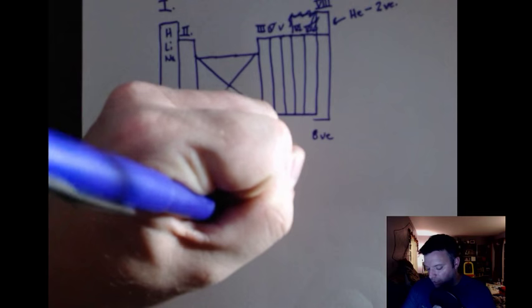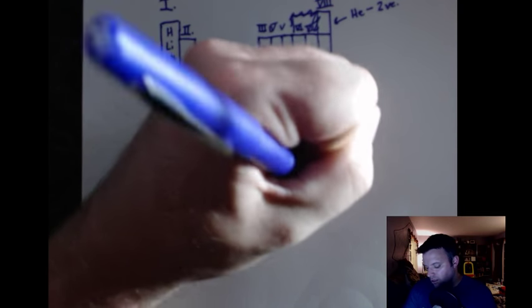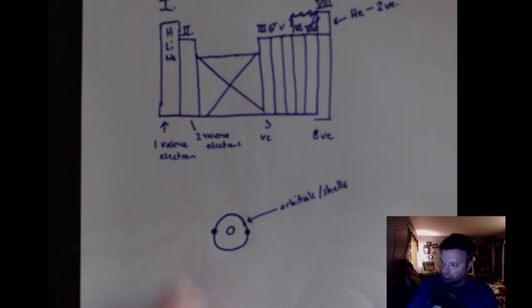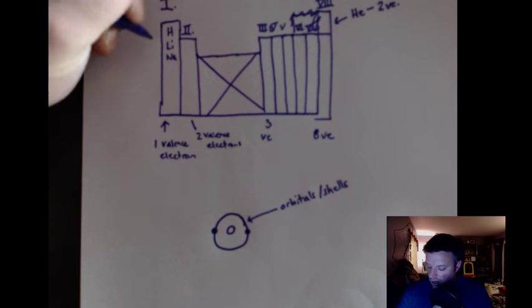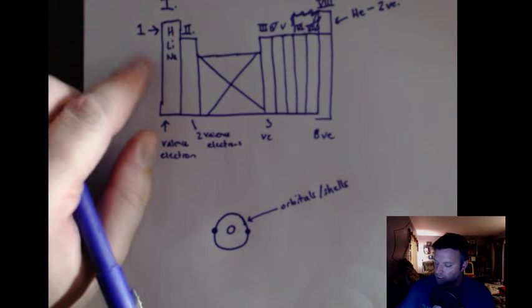And sometimes, by the way, these orbitals are also called shells. And how many shells an atom has is also the period that it's in. So period number 1 has 1 shell.